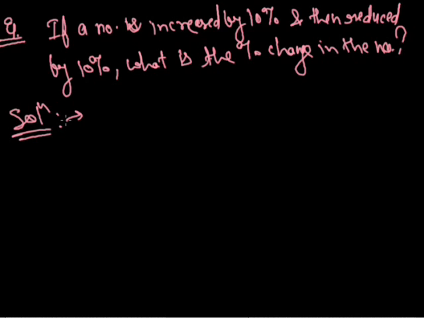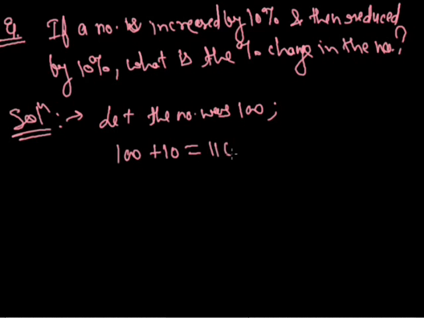But if we see, let us assume for solving that the number was 100. If the number was 100, then by increasing it by 10%, I will get 110, because I am calculating per 100. So the new number will be 110. Now if I am reducing it by 10%, that means 10% of 110 will be given by 11. That means I am reducing the number now by 11. So the new number is 99.